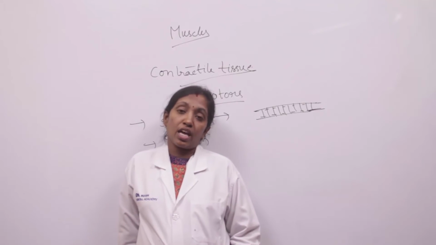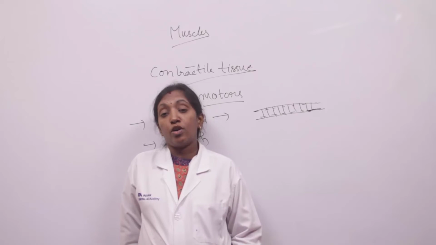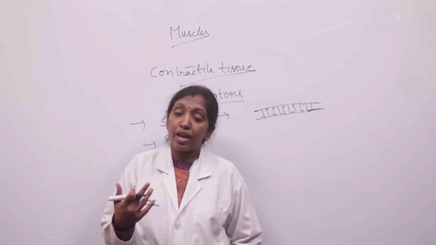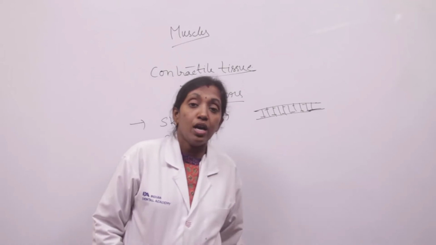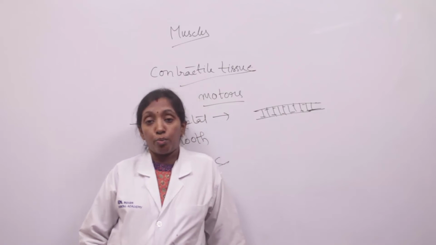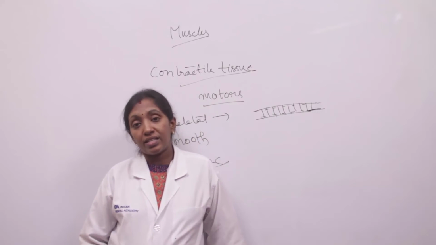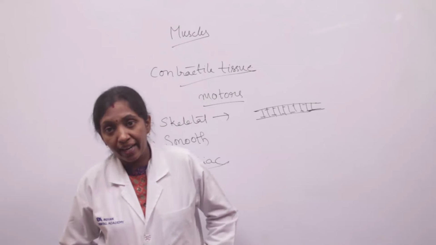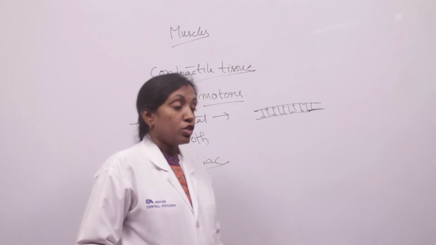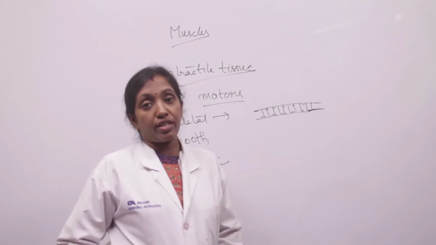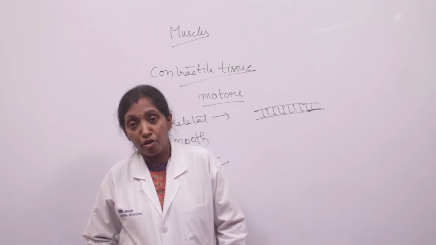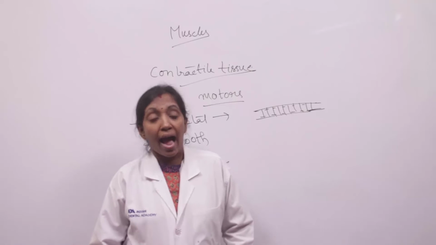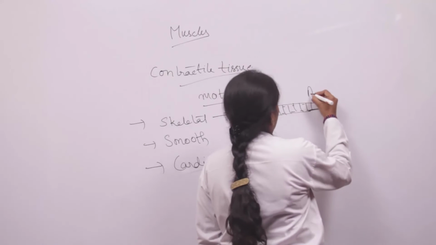These cross striations are because of the myofibrils, and these myofibrils are formed of three filaments: actin, myosin, and tropomyosin. These are nothing but the contractile elements. So the transverse striations of the skeletal muscle are due to myofibrils, which are made up of myofilaments, namely actin, myosin, and tropomyosin.